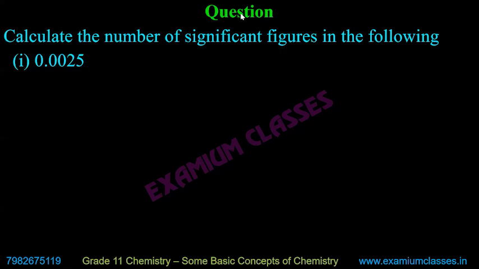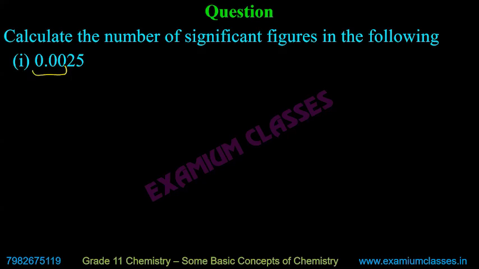You said 4? Sir, 2. Yes, 2. Good. There will be 2 only, because the first rule says that if there is no non-zero digit before any zeros, meaning these are leftmost zeros, these will not be considered.